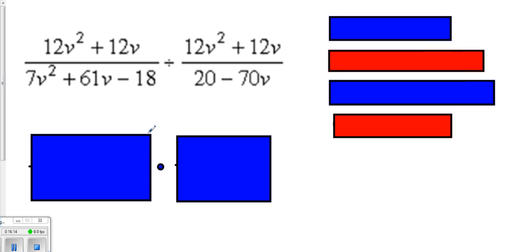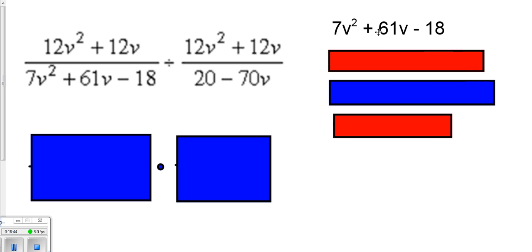All right, this is going to be our last example, but it is going to be a little longer. Here we have (12v squared plus 12v) all over (7v squared plus 61v minus 18), divided by (12v squared plus 12v) all over (20 minus 70v). Because this piece is a trinomial, we need to make sure that we do the AC factoring to get rid of it. So, start with 7v squared plus 61v minus 18.